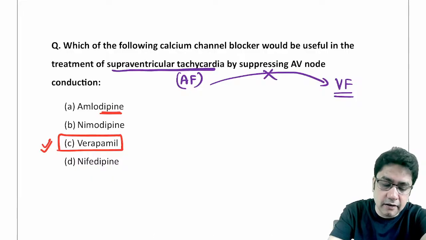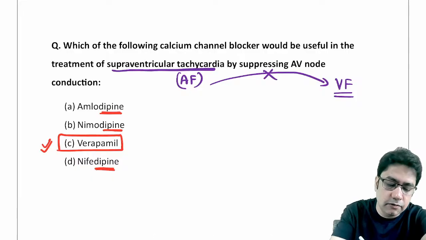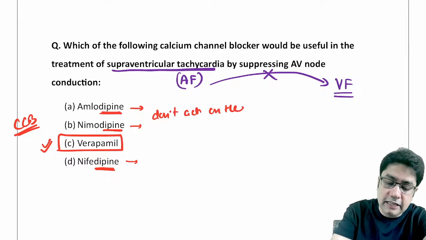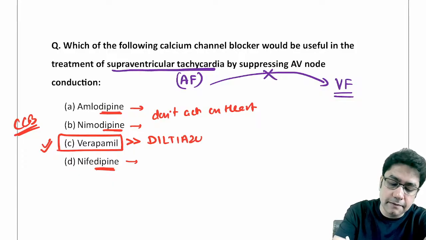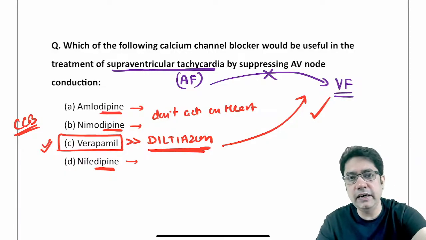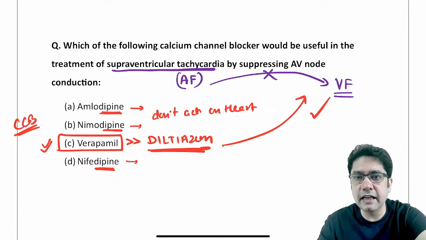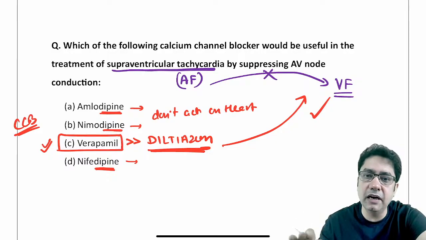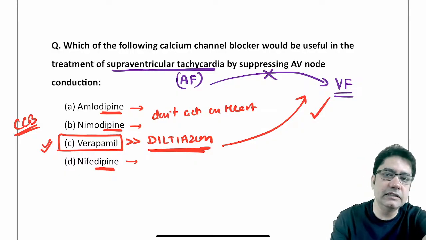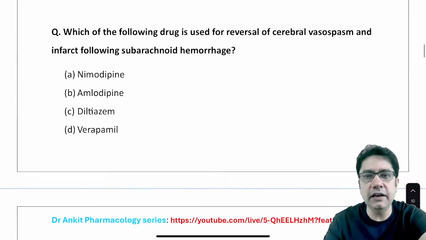Remember, the dipine drugs are also calcium channel blockers. Dipine drugs don't act on the heart. So which calcium channel blockers act on the heart? One is verapamil and the second is diltiazem. These two calcium channel blockers are given in the treatment of SVT. But the dipine calcium channel blockers only act on blood vessels or arteries. They are arterial dilators. Verapamil and diltiazem act on the heart. They block the SA node and AV node.